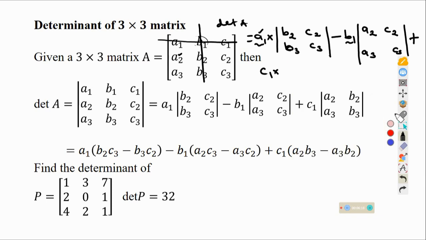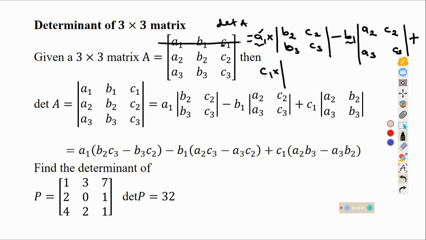Where does C1 lie? So we need to know where C1 lies. This C1 here lies in the first row, third column. So to get the determinant that we will multiply with C1, look at where C1 lies. C1 lies in the first row, third column.